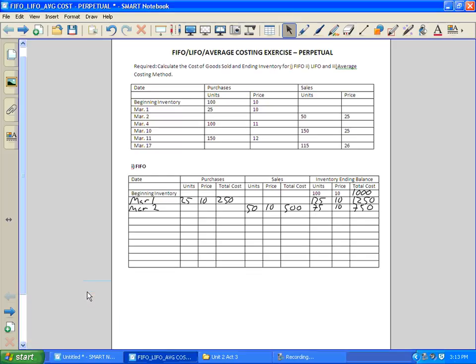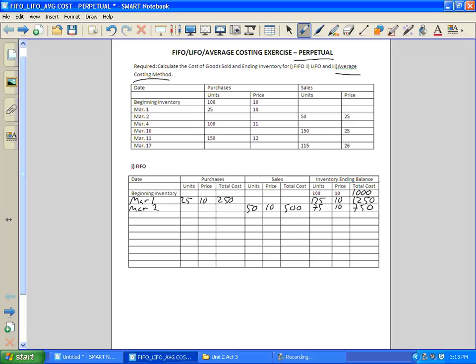Morning again, everybody. Here is the last tutorial on perpetual inventory costing systems. This time for perpetual, we're going to do the average costing method, which is going to be quite a bit different, actually, than the FIFO and LIFO.